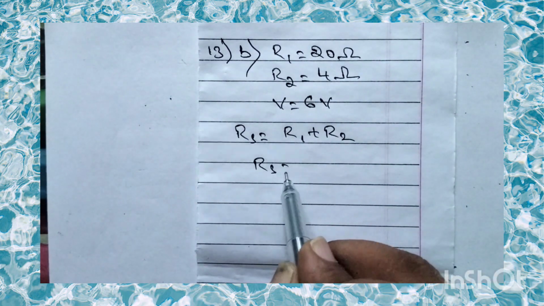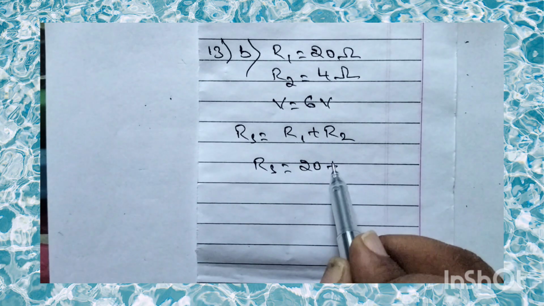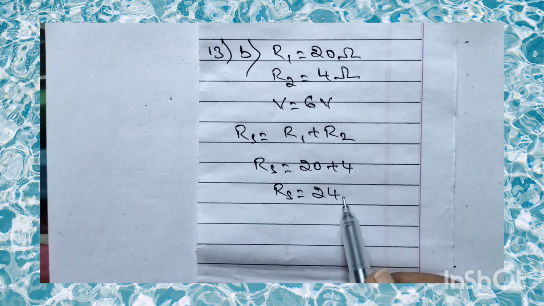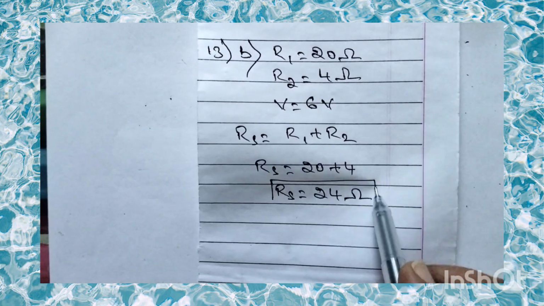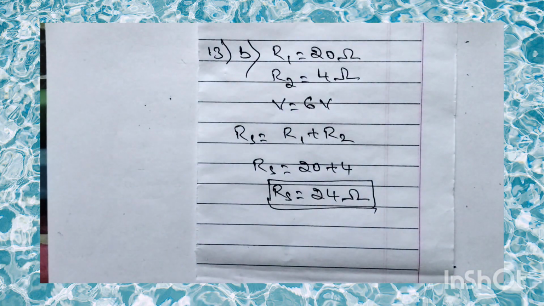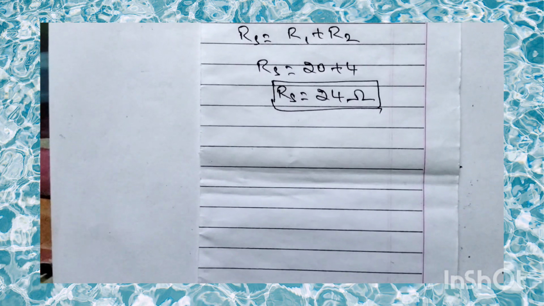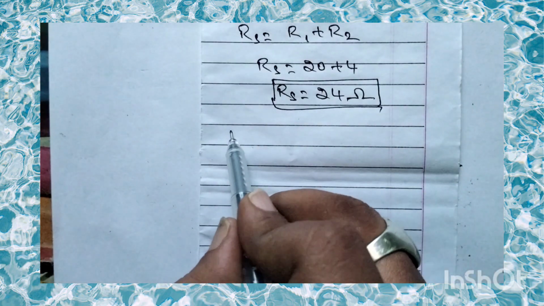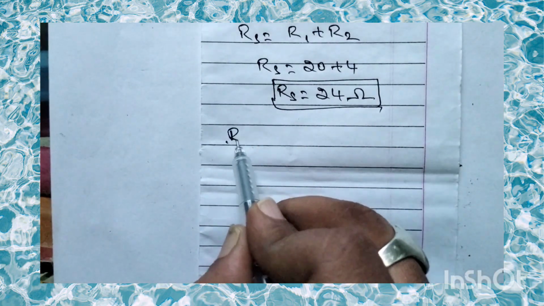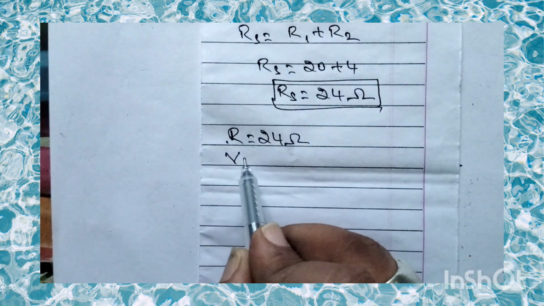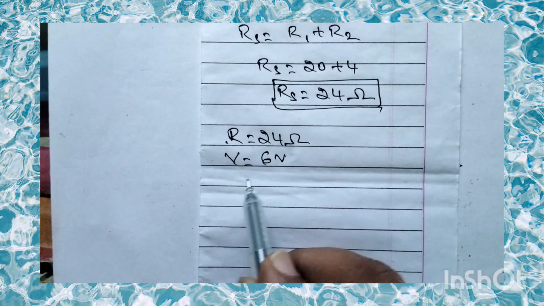So Rs is equal to total resistance will become 20 plus 4, which is equal to 24 ohm. Therefore, the total circuit resistance is equal to 24 ohm. Now we have to calculate what is the current that flows through the circuit. So let us make a list. R is equal to 24 ohm. This is the total circuit resistance. So it is connected to a 6 volts battery.